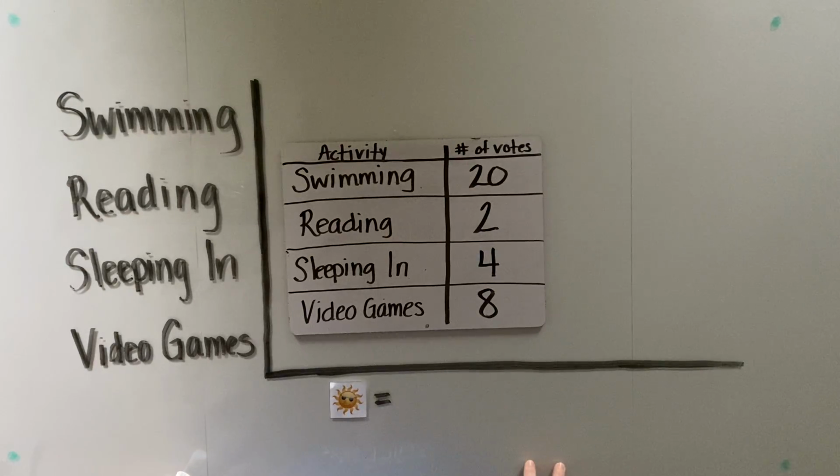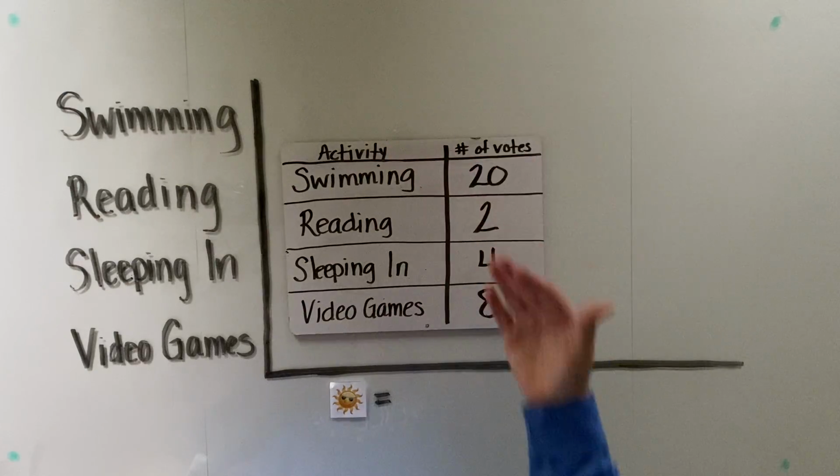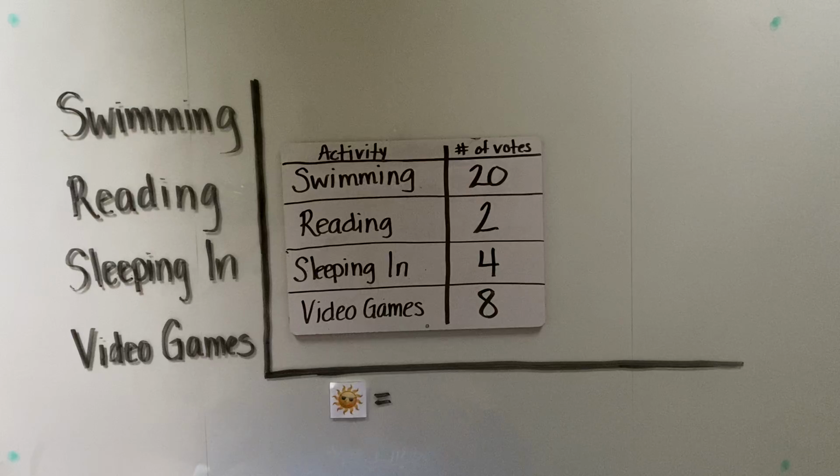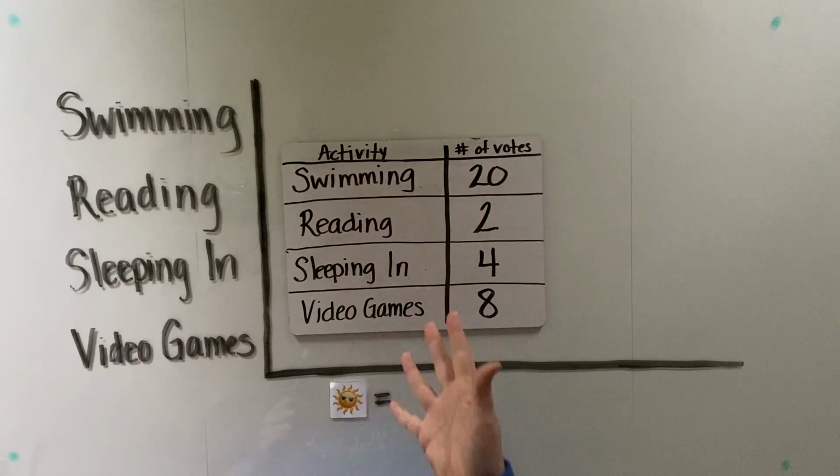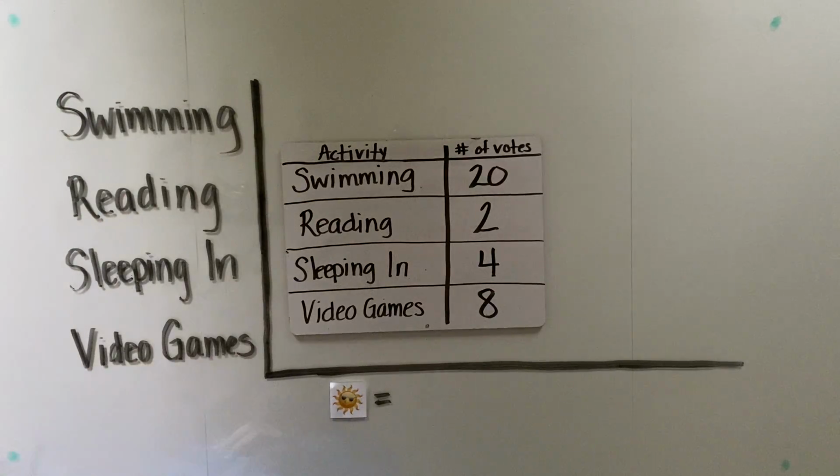scaled picture graph. First of all, we need to give our graph a title. And the title needs to show whoever's looking at it what information they're going to get from the graph. So we don't want to say fun things to do in the summer. We don't want to say things we have to do in the summer. We want to say these are our favorite summer activities. That was the question that was asked. What is your favorite summer activity?